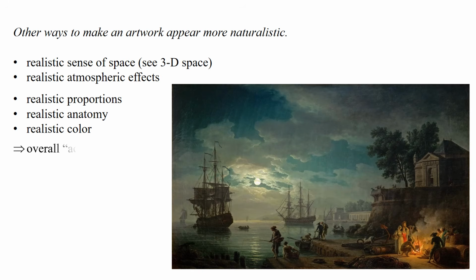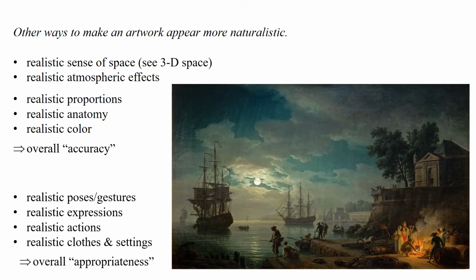Most of the remaining means of imitating real life, for sculpture or for painting, have to do with overall accuracy. You want accurate or realistic proportions, anatomy, color, and so forth at the most basic level. But you also want realistic poses and gestures, realistic expressions, realistic actions with regard to the narrative, and realistic clothes and settings. These are accurate in a different way, and might also be called appropriate, since an expression or gesture doesn't have the same fixed quality as anatomy or proportions.